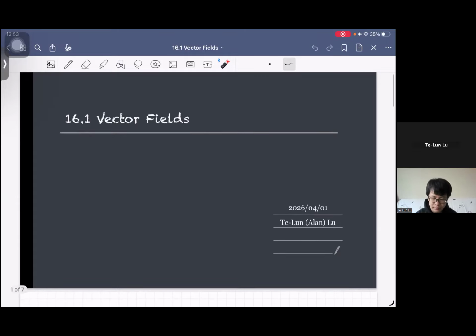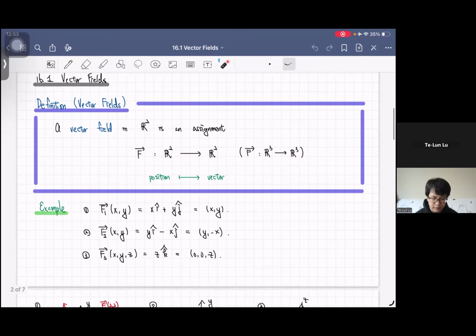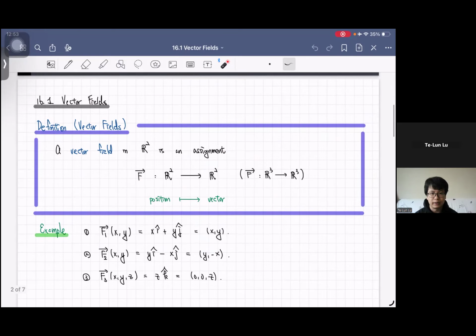Right, so let's start now. This first section, 16.1, is quite naive. We're simply introducing this object called the vector field. A vector field is actually nothing but an assignment that assigns a point to a vector. Although these two both belong to R2, you can regard this as a point and this as a vector. So for each point, starting from that position, you have a particular vector that points towards some other point. By combining those vectors, you get a vector field.